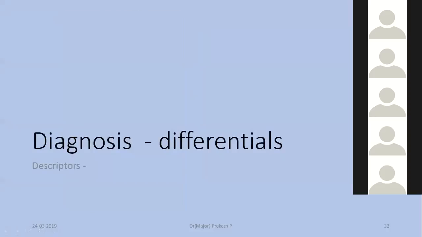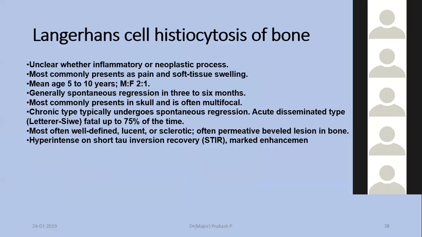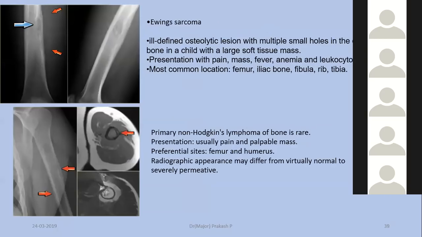Okay, now I'll describe why we have chosen Langerhans cell histiocytosis, and why not the rest. As we said, it's a well-defined lesion. It is mostly a lytic lesion. Sometimes it can have sclerotic margins. It's often permeative; that's the most important word in this lesion. It's mostly a permeative, beveled kind of lesion in the bone. It appears hyperintense on STIR, and it can show enhancement.